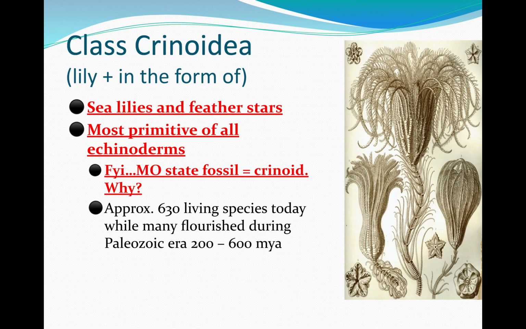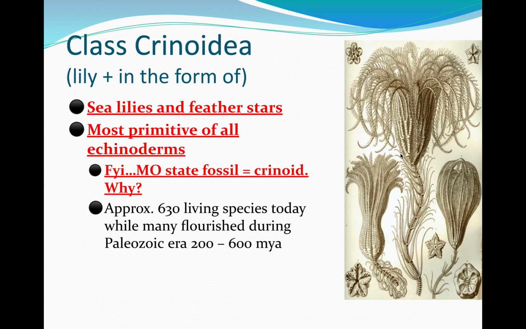Okay, this is our last class. The last class that we're going to look at today is the class Crinoidea. This is the class where we find sea lilies, and I'm going to show you an example of what they look like, and feather stars. Actually, this is the most primitive of all echinoderms. In fact, many of them really flourished during the Paleozoic era, and some of them have become extinct also.